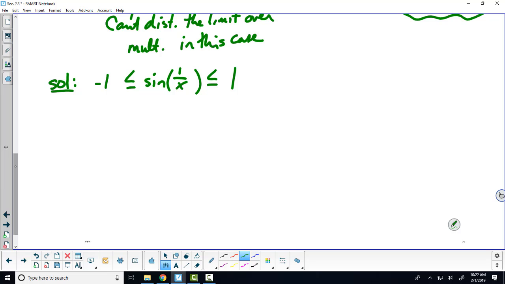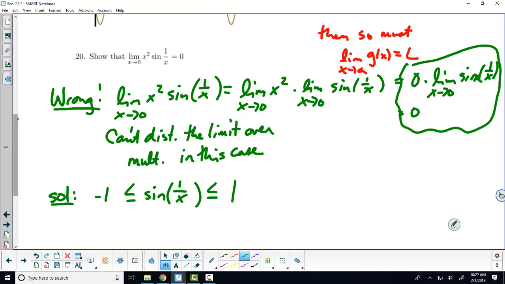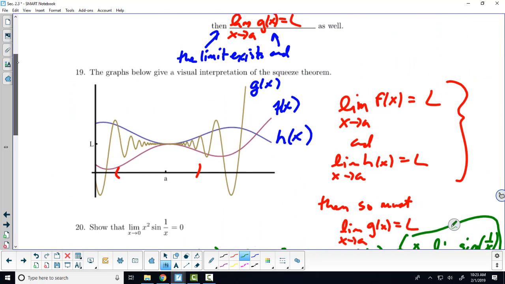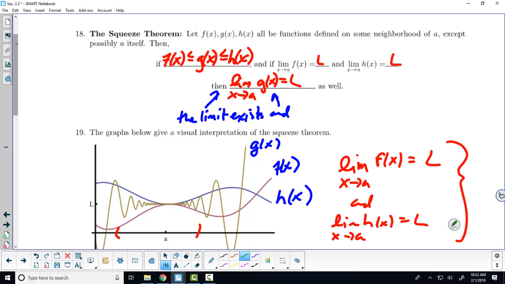My goal is to build the function I'm working with. So what does it have on it? x squared. Let's multiply all three terms by x squared. This gives us negative x squared is less than or equal to x squared sine of 1 over x, which is less than or equal to x squared. Oops, I made a sign mistake there. Questions on that? Do you see how we're starting to satisfy the conditions for the squeeze theorem? We first showed that our messy function is trapped in between minus x squared and x squared.